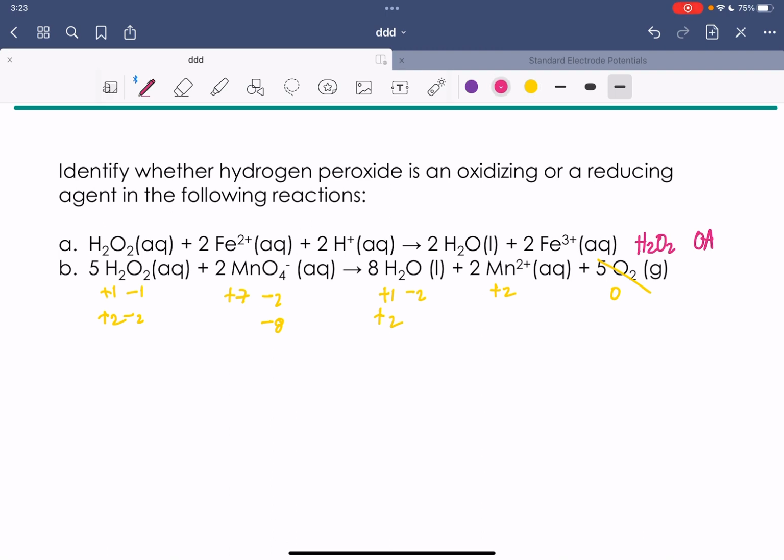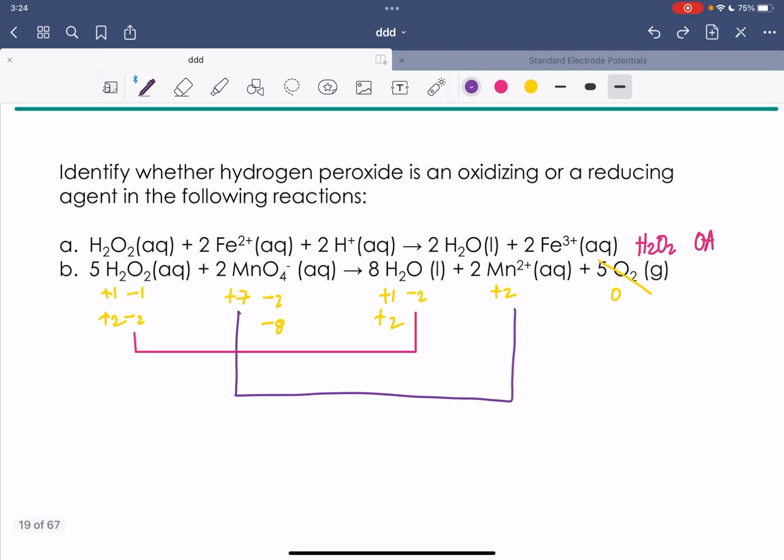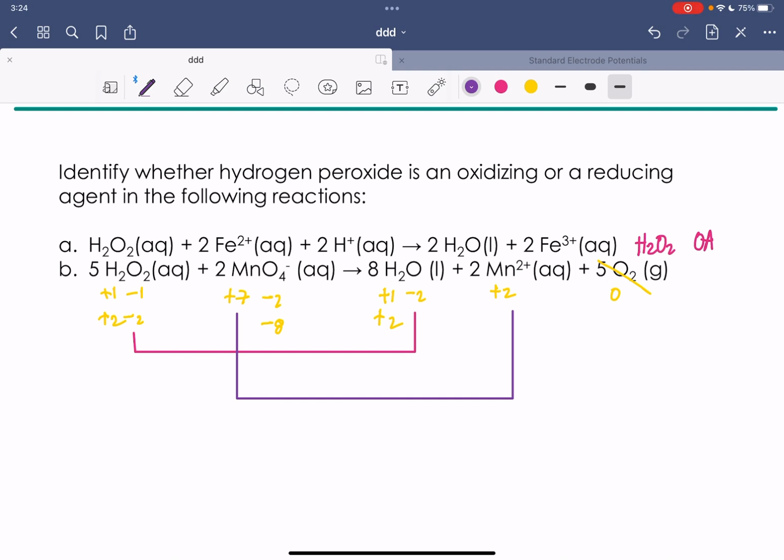And then we will look at this one right here. And then Mn, oops, let's change colors. Mn at positive 7 became Mn at positive 2. So from negative 1, your oxygen from your peroxide became negative 2. So that means that it also gained electrons, 1 electron. And then your Mn from positive 7 became positive 2, so it lost 5 electrons.